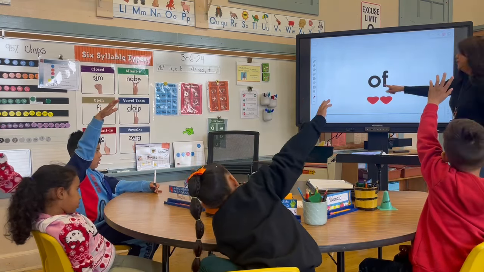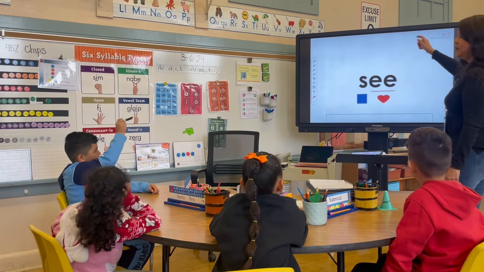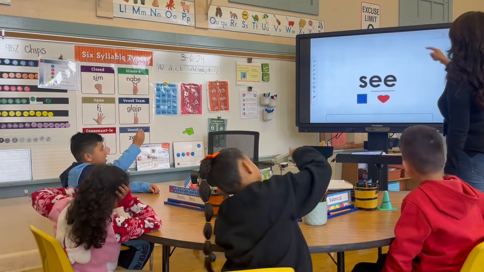Okay? How about this one? Yes. See. Let's spell it. S-E-E. And it says see, like I see you. I see you, exactly. What about this one, Delisha? He. Nayala. Let's write it. Ready? H-E. And what does it say?